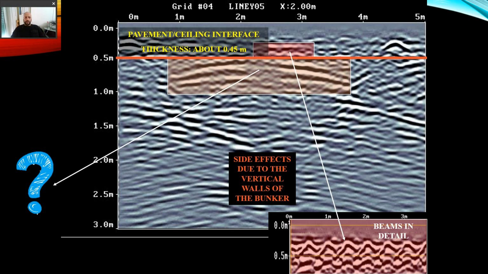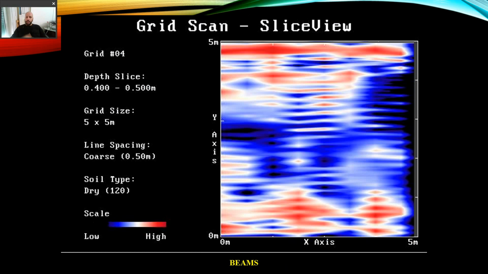First of all, the thickness of the interface between the pavement, on which we collected the GPR data, and the ceiling of the possible bunker beneath. You can see in the tails the beams that created these small hyperbolic events. The thickness is about 45 centimeters, and then you can notice side effects due to the possible vertical walls of the bunker. In the middle, you can see a very visible anomaly, a sort of curve. So what kind of target can create this kind of anomaly? We will see in a bit.